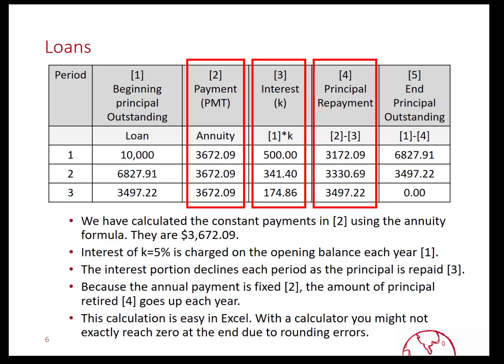Again, you can see the equal payment is going to be made up of interest and principal. You multiply that starting principal amount by 5%, we get that the interest in the third year is going to be $174.86. And the principal amount is going to be exactly the beginning amount outstanding, such that at the end of the third year, there is no balance, and our loan has been totally repaid.